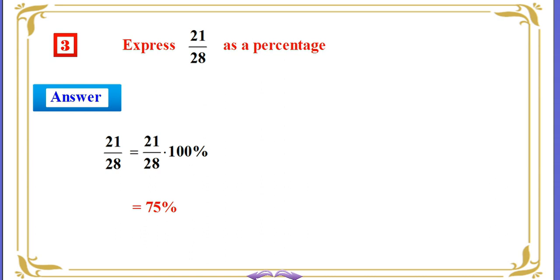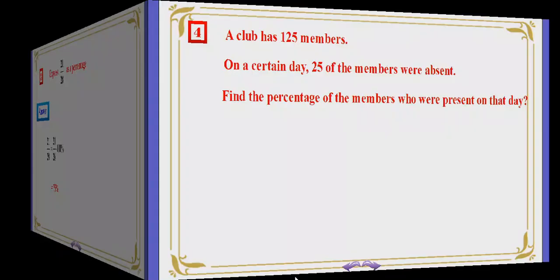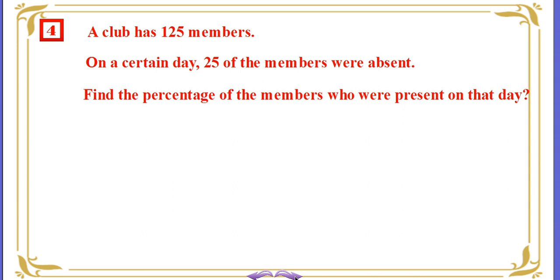Now we go to exercise 4. A club has 125 members. On a certain day, 25 of the members were absent. Find the percentage of the members who were present on that day. To solve this exercise, we have two ways to do it. Now I show you the first way.